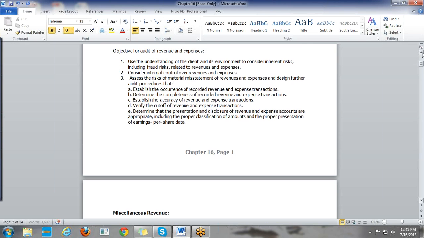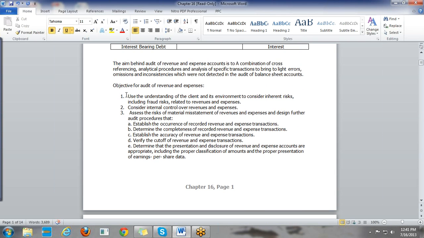So what are our objectives when we look at revenue and expense accounts? This is what we need to read. So we are looking at the assertions again: completeness, accuracy, presentation, and disclosure. Of course, existence of revenue as well. Again, the redundancy factor is to emphasize the importance of these things.